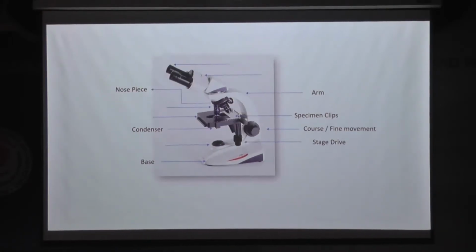This is also a monocular. This is another microscope which is binocular. The difference between the earlier ones I showed and this is that the earlier microscope is seen by only one eye, whereas here it is to be seen by both the eyes.